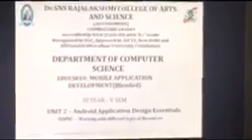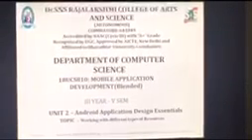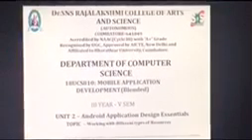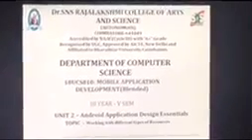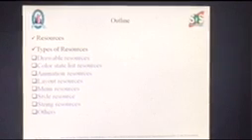Today, in mobile application development, we are going to cover the topic working with different types of resources under Android application design essentials. In that topic, we are going to cover what is meant by resources and then what are the types available in resources. We have more than 7 types in resources. Let us see one by one.